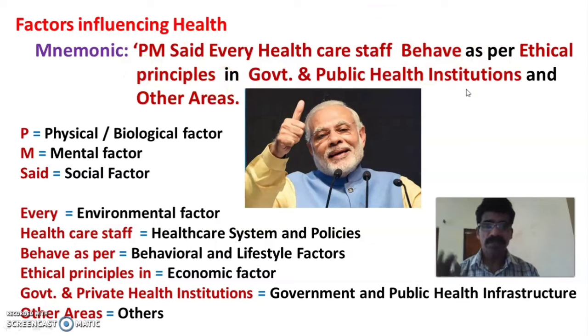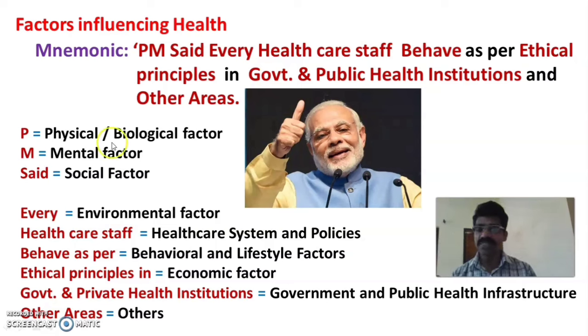So every healthcare staff should behave as per the ethical principles in government and public health institutions where they work. Government and public health institutions include government hospitals, district hospitals, community health centers, primary health centers, sub-centers, health and wellness centers, etc., and other areas like communities, outreach sessions, and healthcare camps. So PM said every healthcare staff behave as per ethical principles in government and public health institution and other areas. So this is the mnemonic. Let us expand this mnemonic.